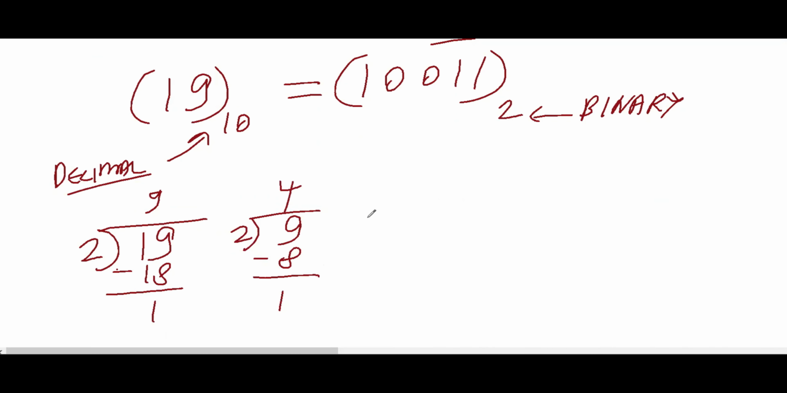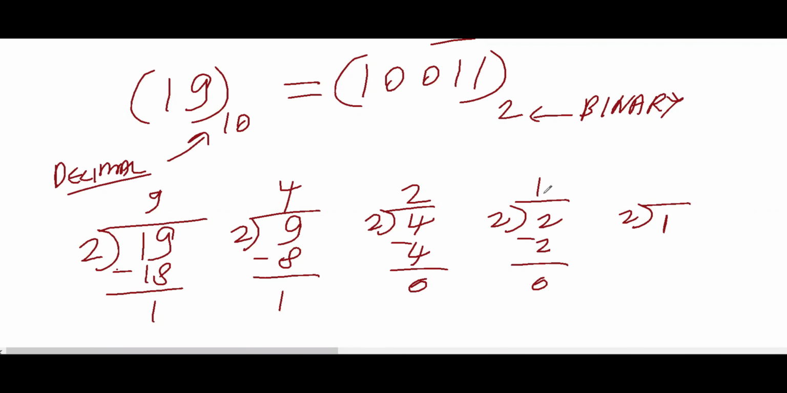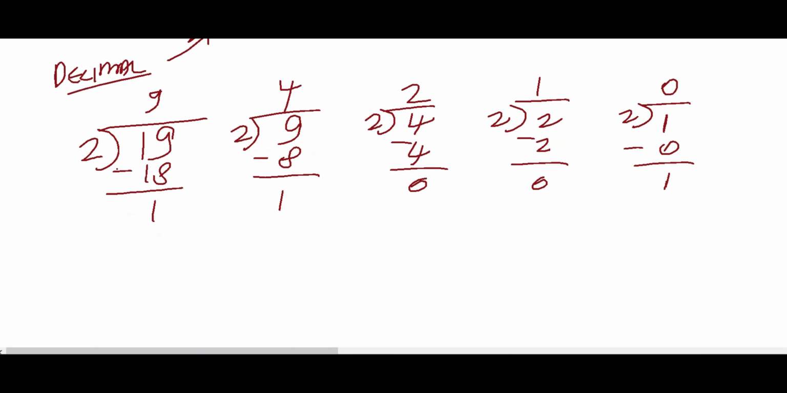Then again I have 4, divided by 2. 2 2s are 4. I will get 0. Then 2 2 0s are 0. Remainder is 1. So while writing the answer, we will write it in reverse order.